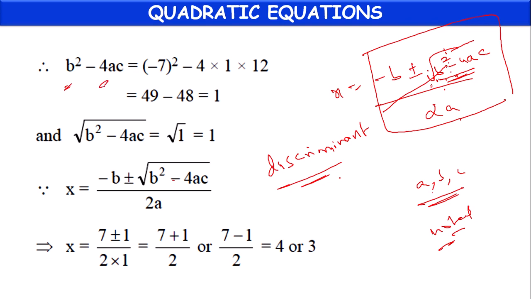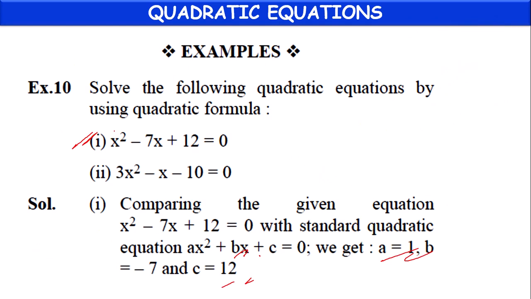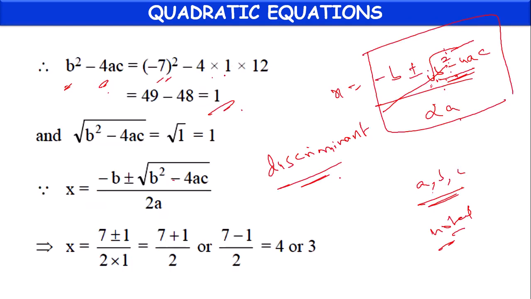So let's calculate b square minus 4ac. Let's substitute values. We will get the answer as 1. Which values are we substituting? These values. We are getting the answer as 1. But we have under root. Under root of b square minus 4ac value, root of 1, which is equal to 1.